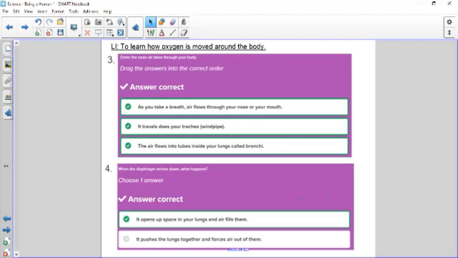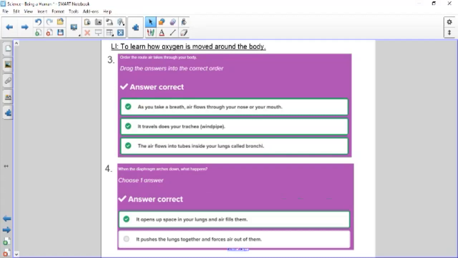So the correct order is, as you take a breath, air flows through your nose or your mouth. Then it travels down your trachea. And finally, the air flows into tubes inside your lungs called bronchi. Well done. So question number 4.